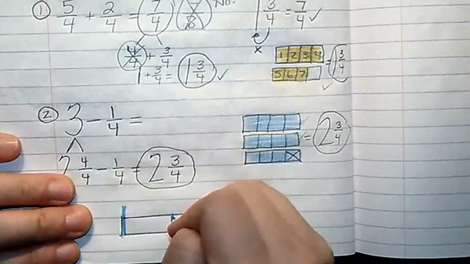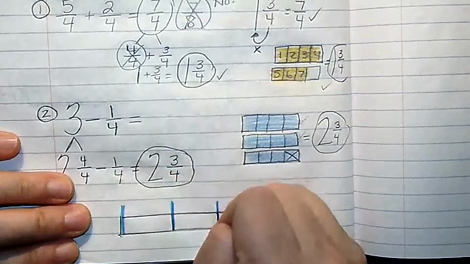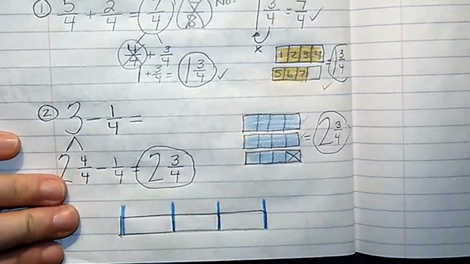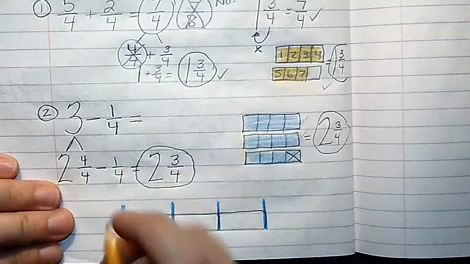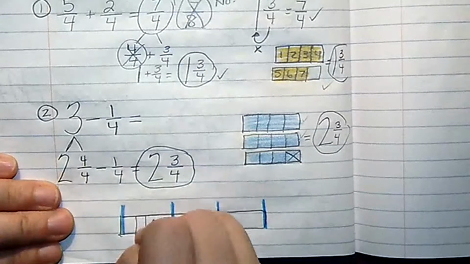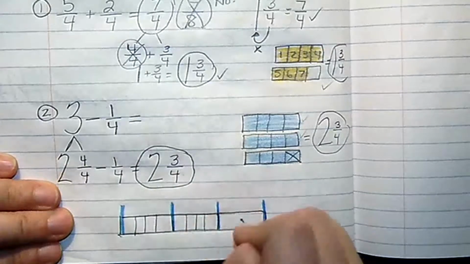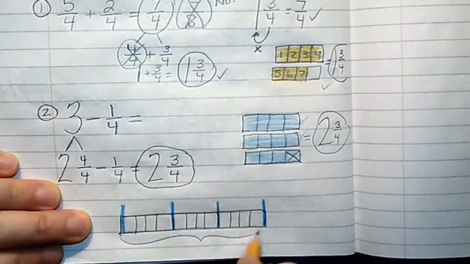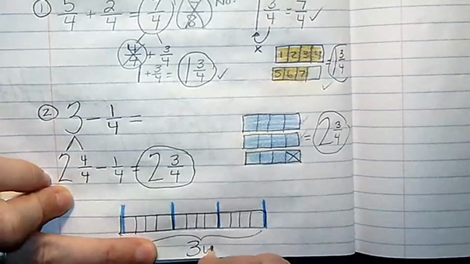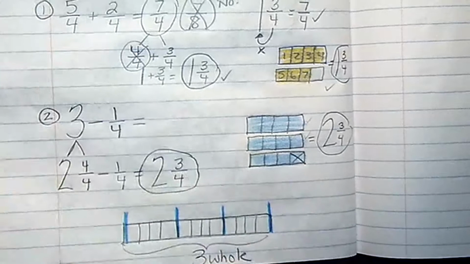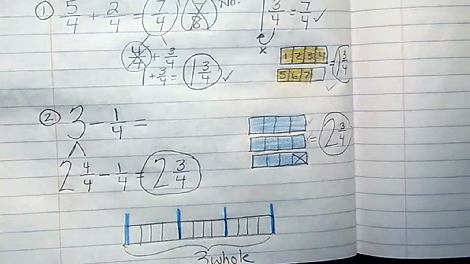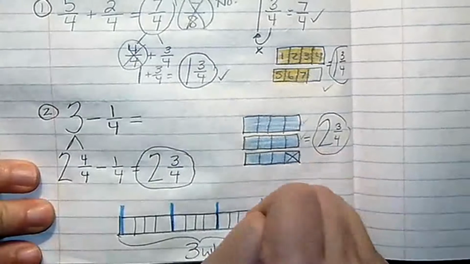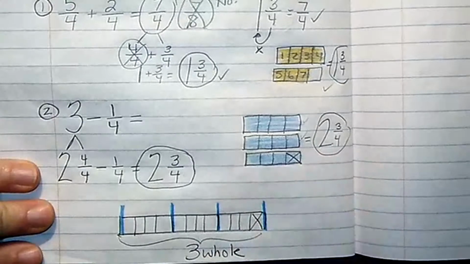This is 1 whole chocolate bar. This is the 2nd whole chocolate bar. This is the 3rd whole chocolate bar. Now we have to split it into fourths, so I'm going to draw 3 lines down, 3 lines down, 3 lines down. And I know my total right now, this is showing me 3 whole chocolate bars. It said to take away 1/4, so I'm going to cross off 1/4.